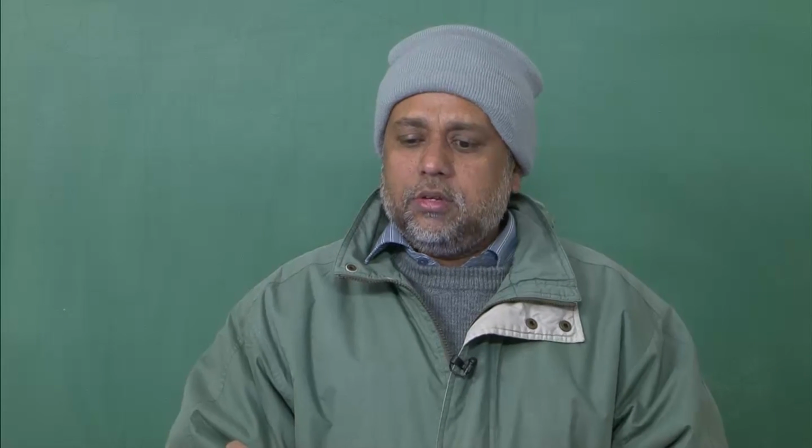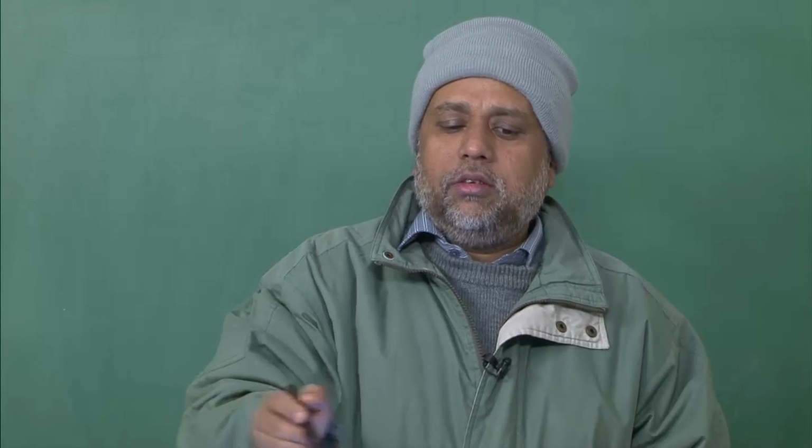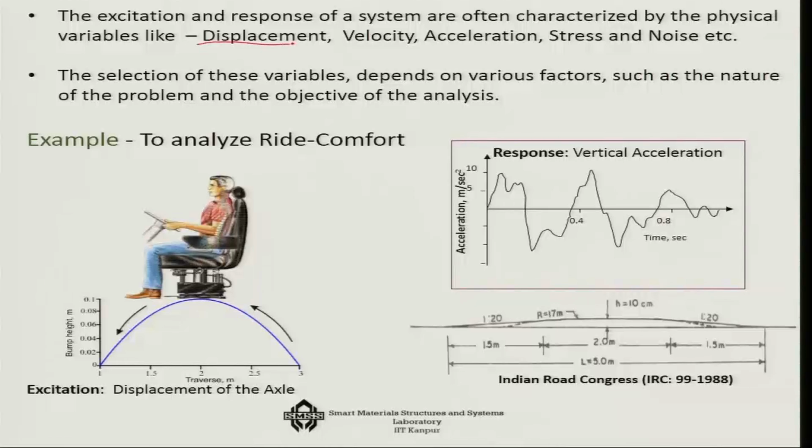As I told you, there are 3 things that we have to talk about: the system, the excitation and the response. Excitation and the response of a system are often characterized by some physical variables depending on the application, like displacement, velocity, acceleration or stress or noise, etc. Which will be used as excitation and which as response varies enormously from case to case. I give you a very simple example.